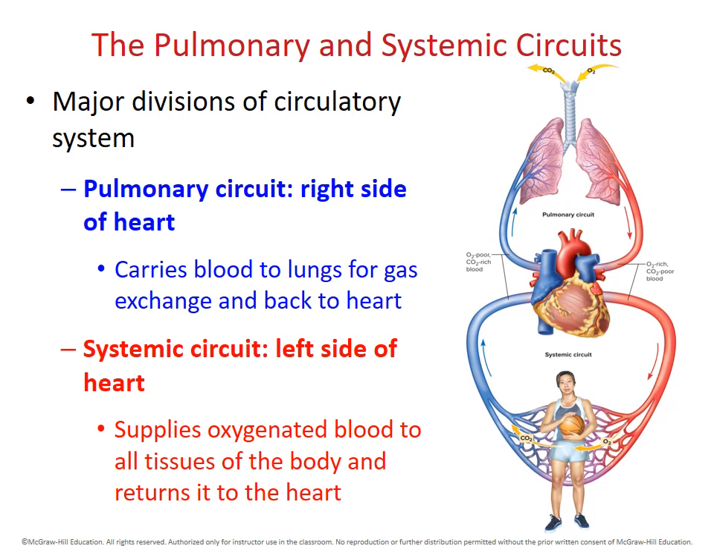Okay, so right side pulmonary, left side systemic. And don't worry, as we go throughout the part, we'll discuss each part and each chamber individually, and you'll get used to this whole deoxygenated versus oxygen-rich blood.